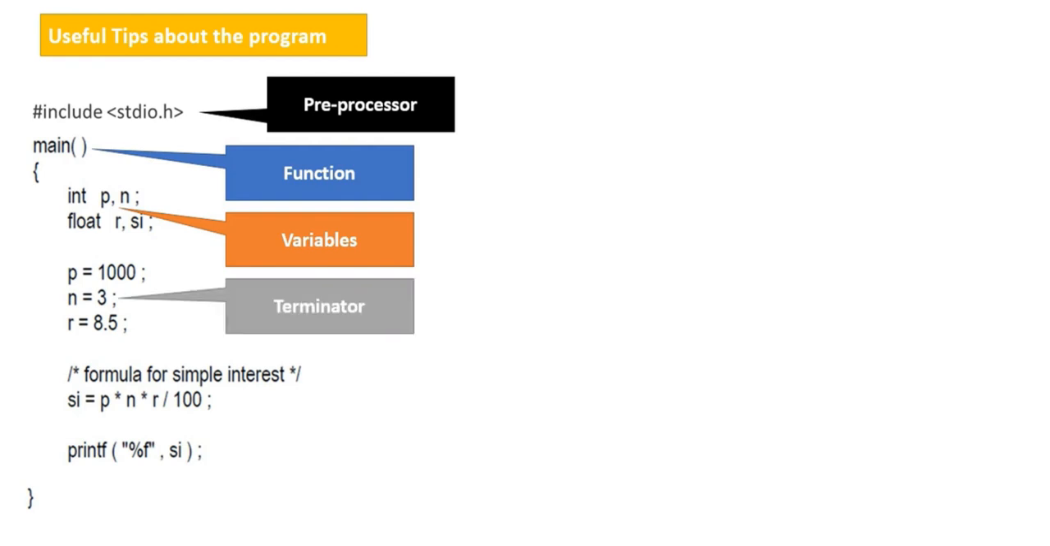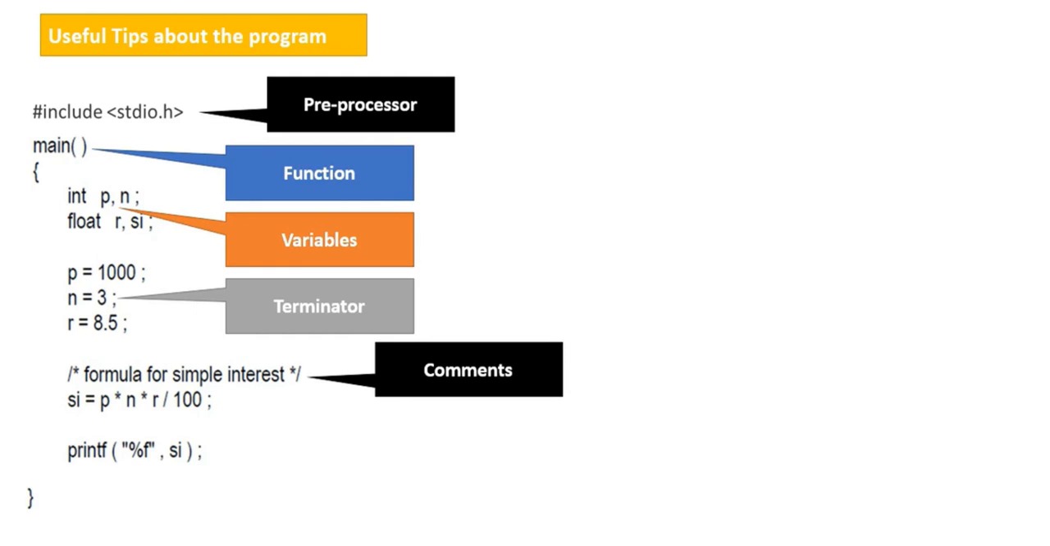Next is the terminator. As I already said, any C statement always ends with a semicolon. Next is comments. Now, a comment should be enclosed within /* */. You can see the formula for simple interest has been enclosed within this. Anything written within /* */ is treated as a comment.